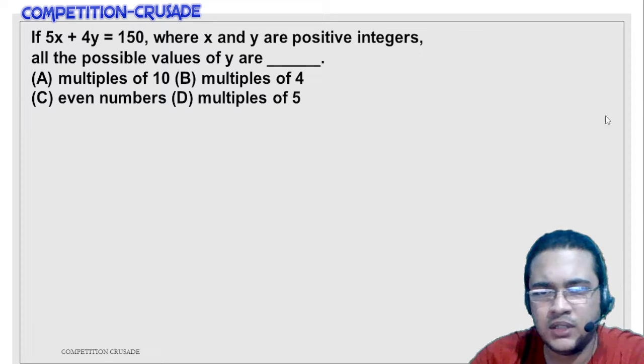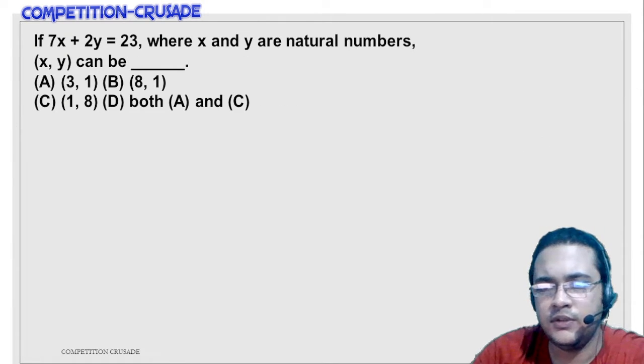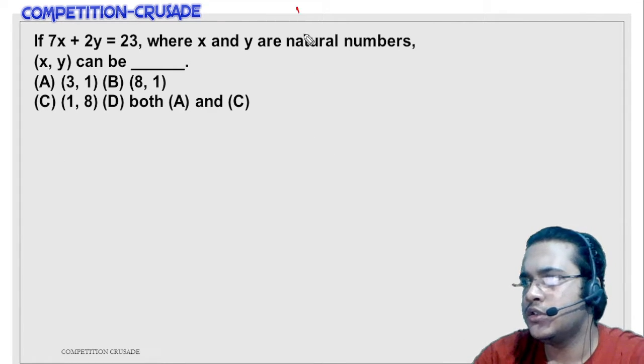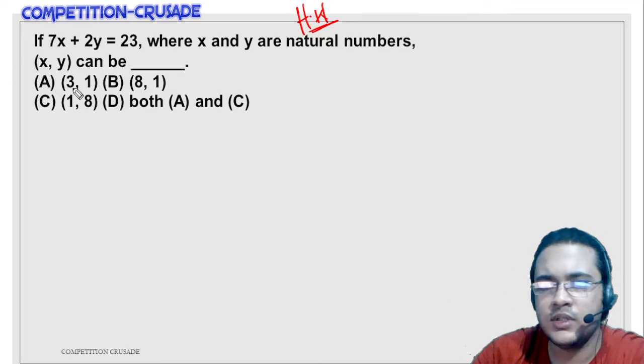This is also an easy one. This is also a homework one. Let me just give you the highlighted points. This is a homework problem, and so is the next one.